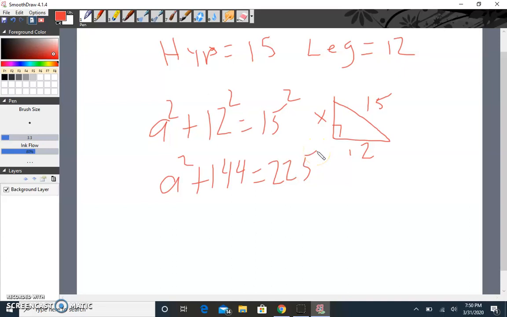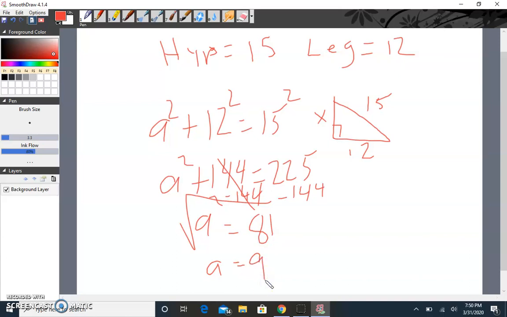So we have to subtract 144 from both sides. Those cancel, giving us a squared equals 225 minus 144, which is 81. And since a is squared, we take the square root, which gives you a. The square root of 81 gives you 9. So our missing side there is 9.